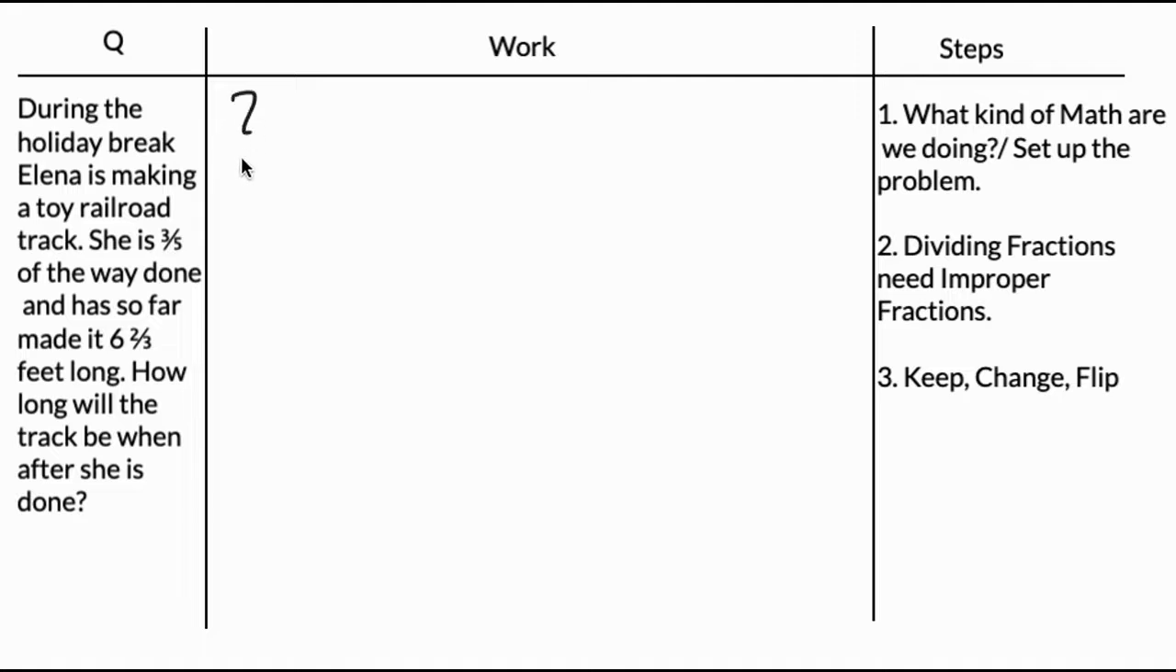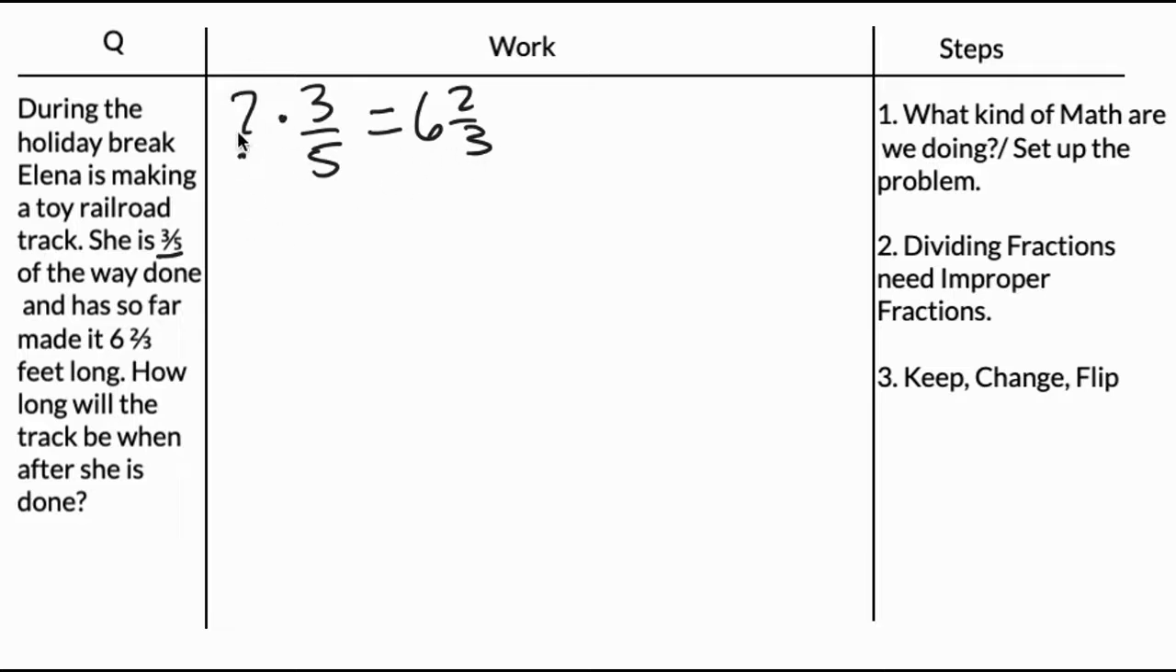So we don't know how long the track is going to end up being, but if we were trying to find what 3/5 of the track is, anytime we're trying to find the fraction of something, we're multiplying. So 3/5 of our total is going to give us how much 3/5 actually is. We already know that 3/5 is equal to 6 2/3. We know that it's 6 2/3 feet long currently, and that's 3/5. Here's a multiplication problem that would show us that number.